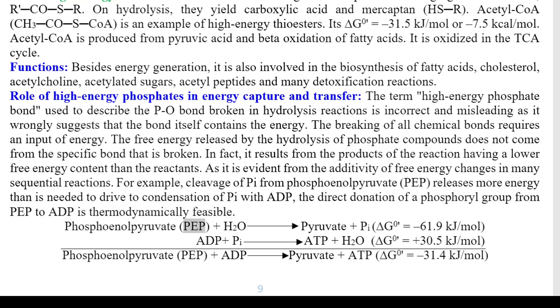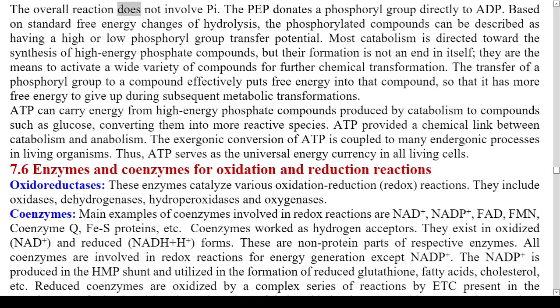Phosphoenolpyruvate, PEP, plus H2O gives pyruvate plus Pi, ΔG0 equals -61.9 kJ/mol. ADP plus Pi gives ATP plus H2O, ΔG0 equals +30.5 kJ/mol. PEP plus ADP gives pyruvate plus ATP, ΔG0 equals -31.4 kJ/mol. The overall reaction does not involve Pi. The PEP donates a phosphoryl group directly to ADP.